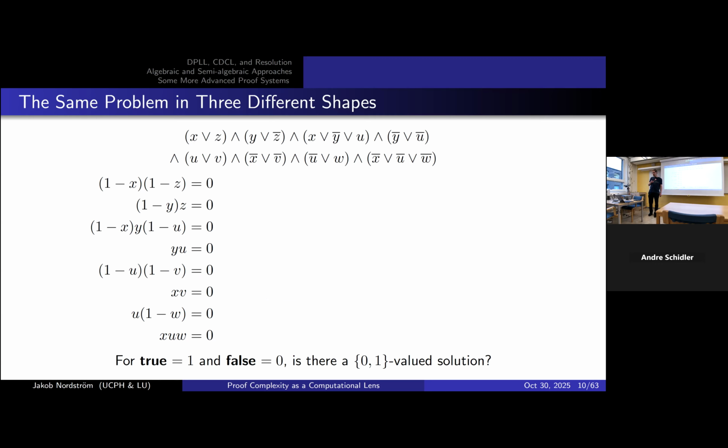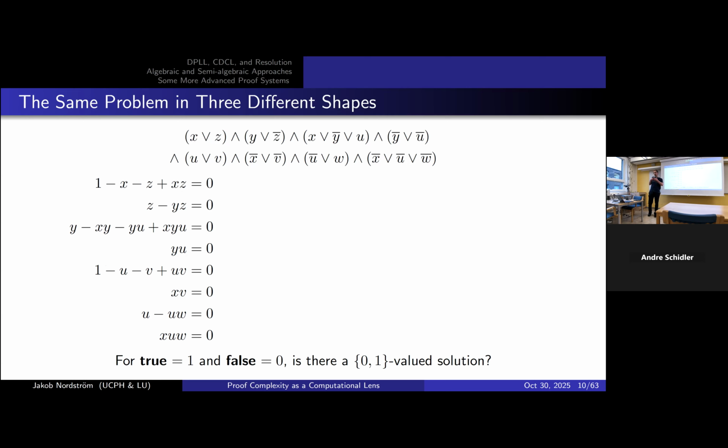Thinking of 1 as true and 0 as false, the first clause, x or z, I could write as: if I multiply 1 minus x and 1 minus z, I should get 0. And the second clause, y or not z, becomes the constraint that 1 minus y times z should be 0. If you think about this for a while, you see that the CNF formula has a satisfying assignment if and only if this set of polynomial equations has a common root. I can simplify and write it up in this way.